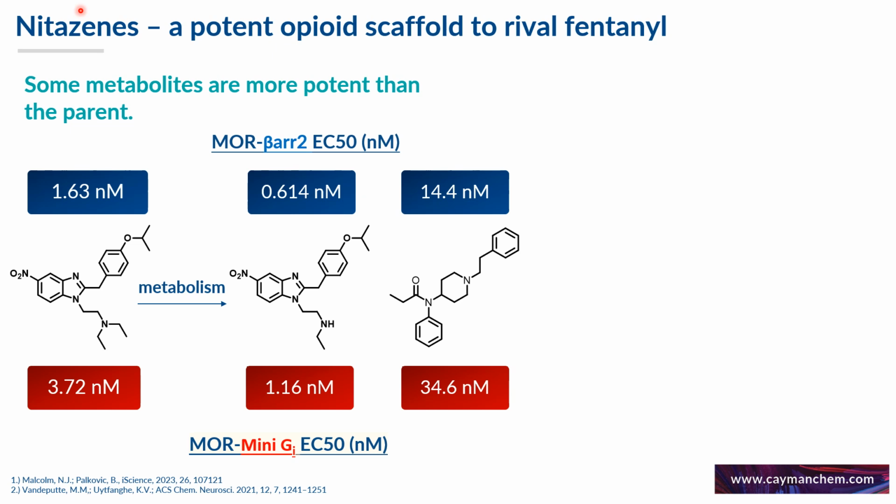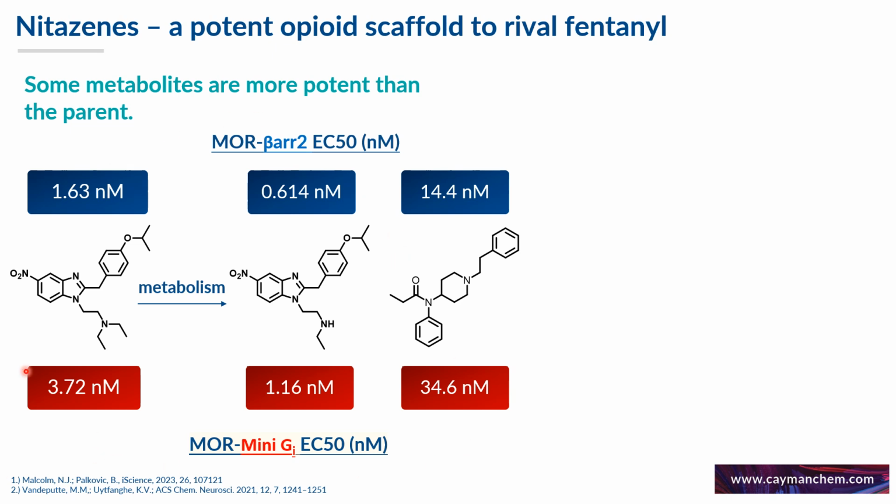Think of it like a golf score. The lower the score, the better the player is at landing the ball in the hole. And the lower the number here, the better the drug is at binding to the mu receptor. All 12 of the nitazenes that we tested were more potent than morphine, and 5 of them were more potent than fentanyl. Isotonitazene, with this isopropoxy group at the para position of the benzyl substituent, is 10 times more potent than fentanyl or more.